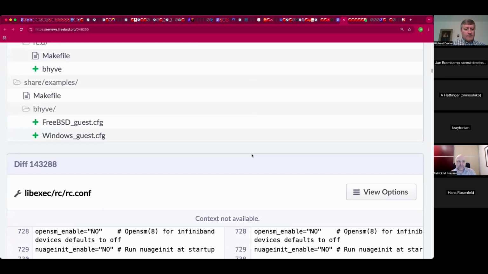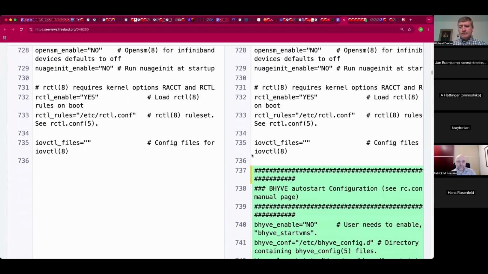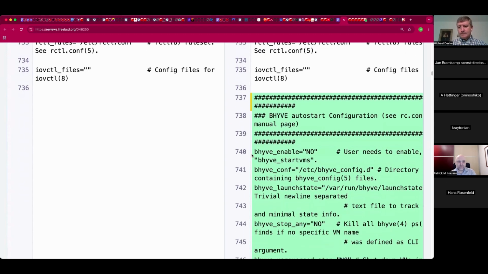or even have the bridge implied from the bhyve configuration.